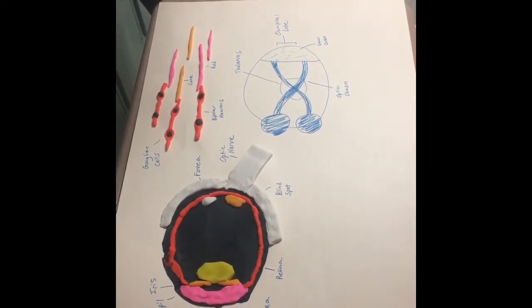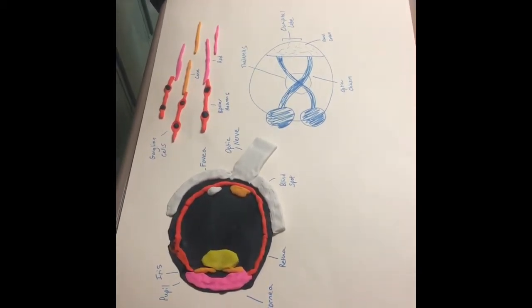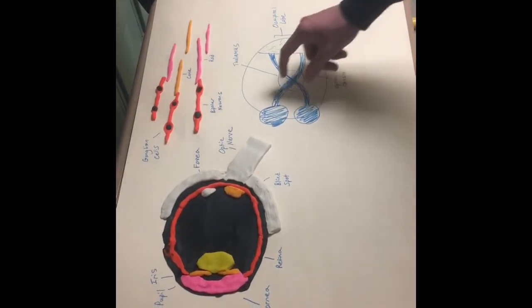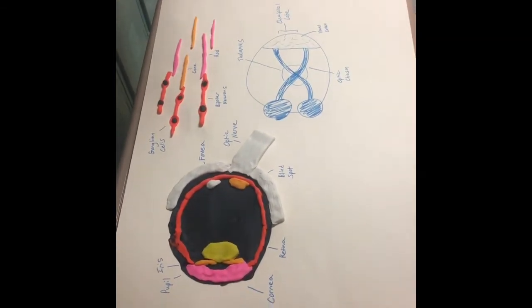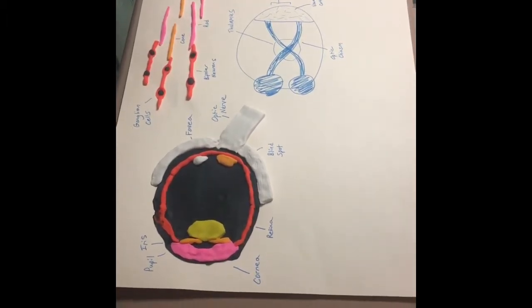Then this is the thalamus. Sensory info goes to the thalamus where it's then routed to the appropriate area of the cortex. This is the optic chiasm. This is the point in the brain where the optic nerve fibers from each eye cross over each other.